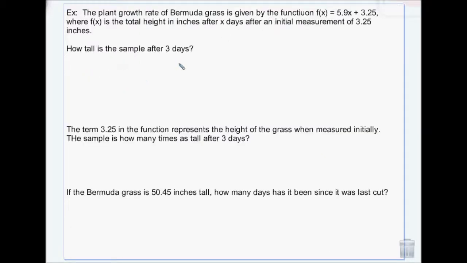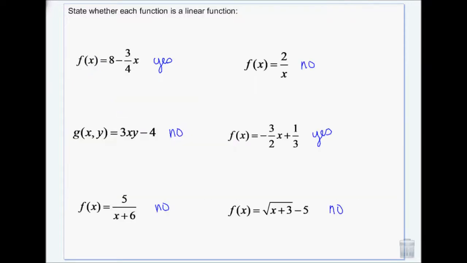Okay, so how tall is the sample after 3 days? Well, f of x was 5.9x plus 3.25, right? Well, if we want to know 3 days, that means we want to find f of 3, because x is the number of days. So you do 5.9 times 3 plus 3.25. Yeah, I really think that was supposed to be 0.59. I think I typed it wrong. So we have what, like ridiculously long grass? Yeah, ridiculously long grass.